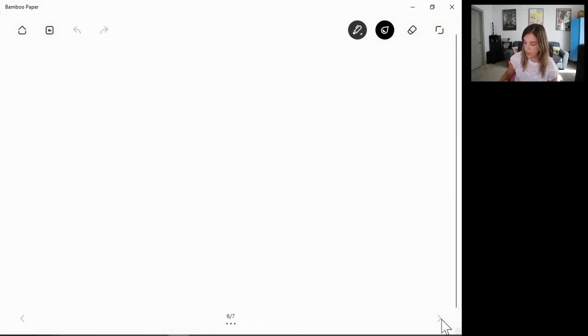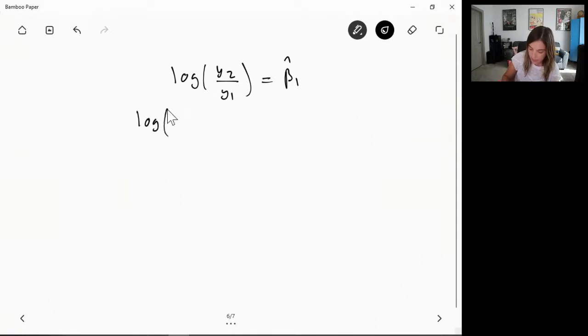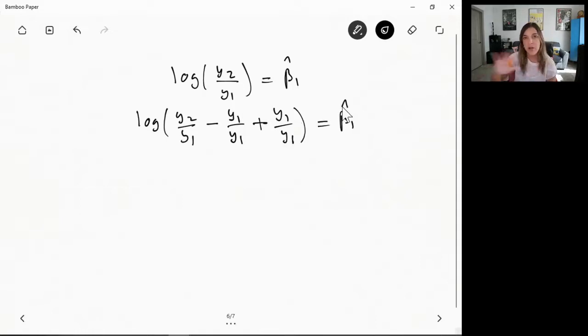Let's go to a blank page and start where we left off. So it's the log of y2 over y1 equals beta 1 hat. Now, to show you that this is actually a percentage change, I'm going to do a little trick of adding 0. What do I mean by that? Inside the logarithm, I am going to subtract y1 over y1, and add that same amount outside. As you can see, I'm not really doing anything because I'm adding 0. This does not change the equation at all, but it allows me to show you how this is a percentage change.